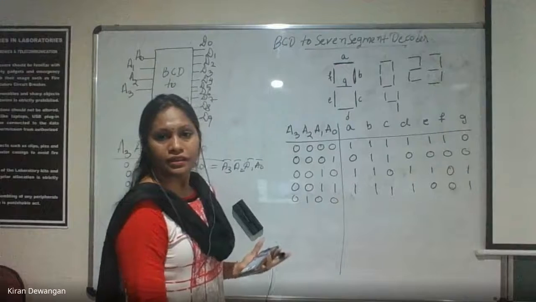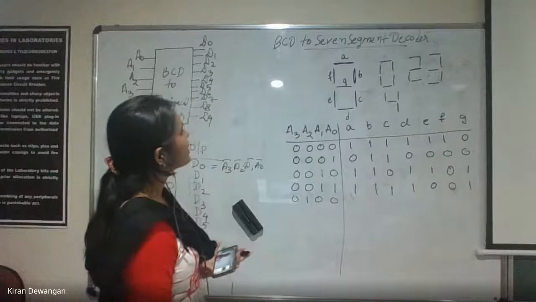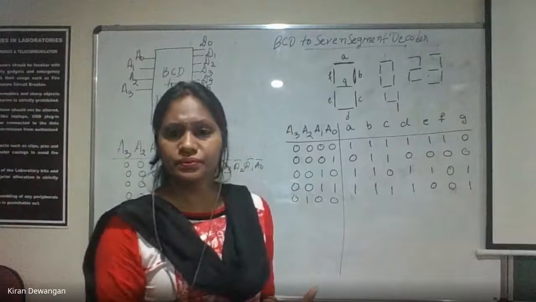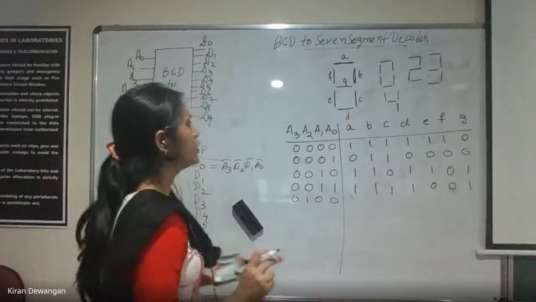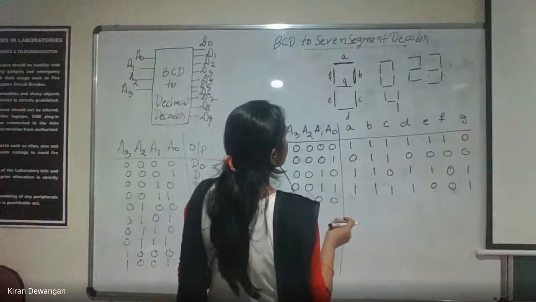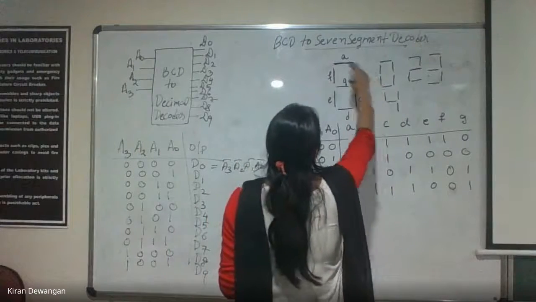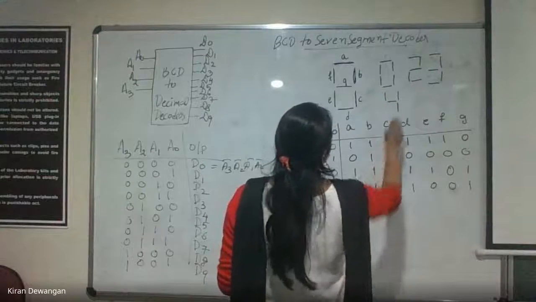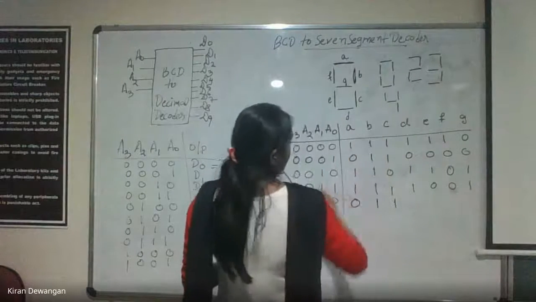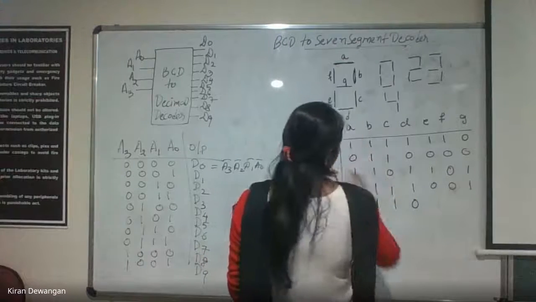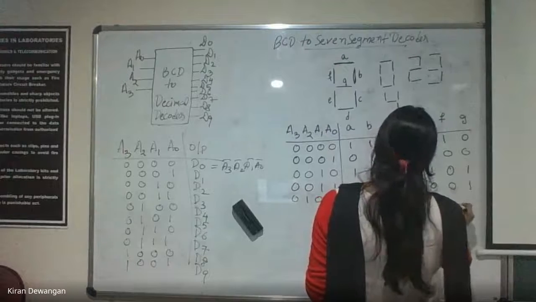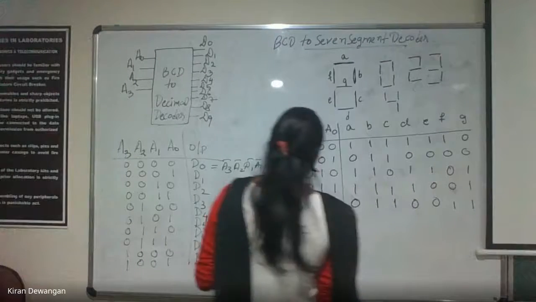Right? A, E, D. Why is AED written? AED will go low. Okay, okay. A, E and D. A is low, B is high, C is also high, D is low, E is low, F is high. Okay, and G is also high.